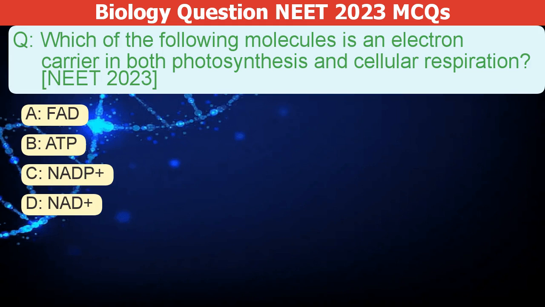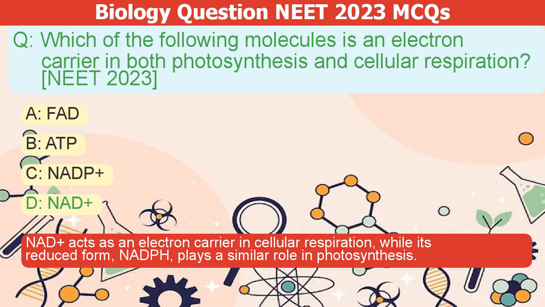Which of the following molecules is an electron carrier in both photosynthesis and cellular respiration? NEET 2023. A. FAD. B. ATP. C. NADP+. D. NAD+. The correct answer is D. NAD+ acts as an electron carrier in cellular respiration, while its reduced form, NADPH, plays a similar role in photosynthesis.